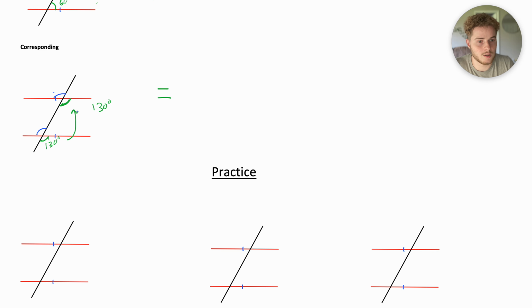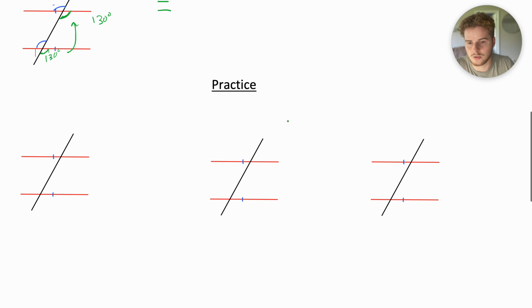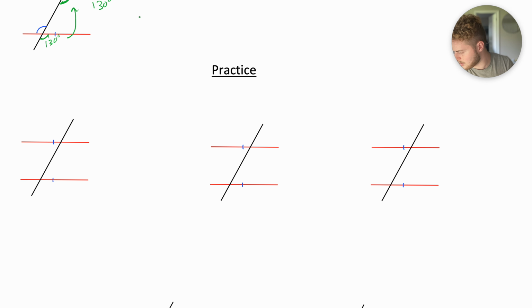So it's kind of observable relationships. It's just a way for us to talk about the angles. It really isn't anything more than that. But these are helpful rules that kind of allow us to work our way around and deduce some facts. So let's go through some practice here.